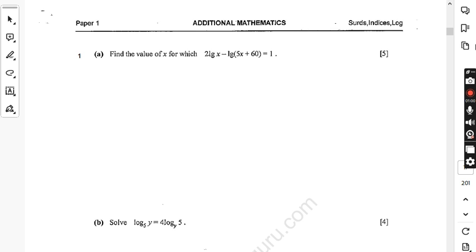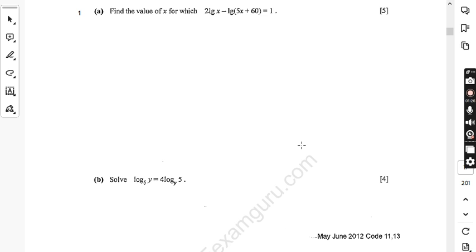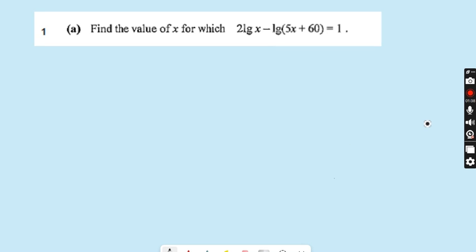So I chose logarithm from past papers. Before logarithm, I uploaded the lectures on integration. So let's start question number 1 from past papers. Find the value of x for which 2 log x minus log (5x plus 60) is equal to 1. This question came in May-June 2012, code 1113. So let's start part A.